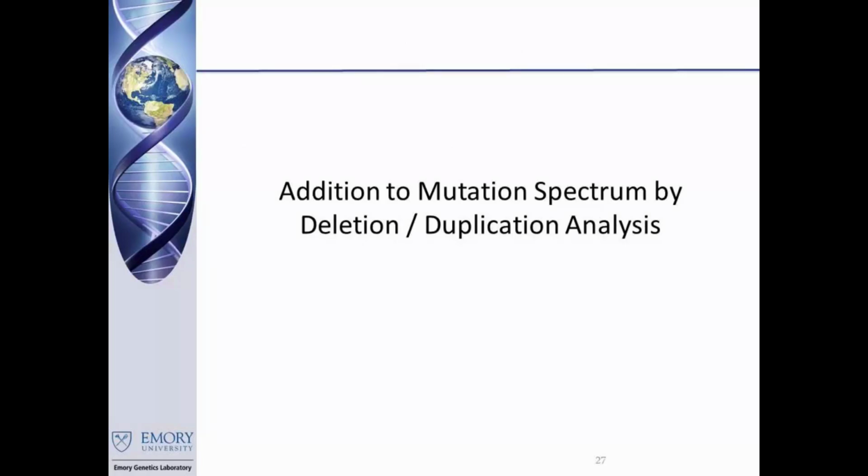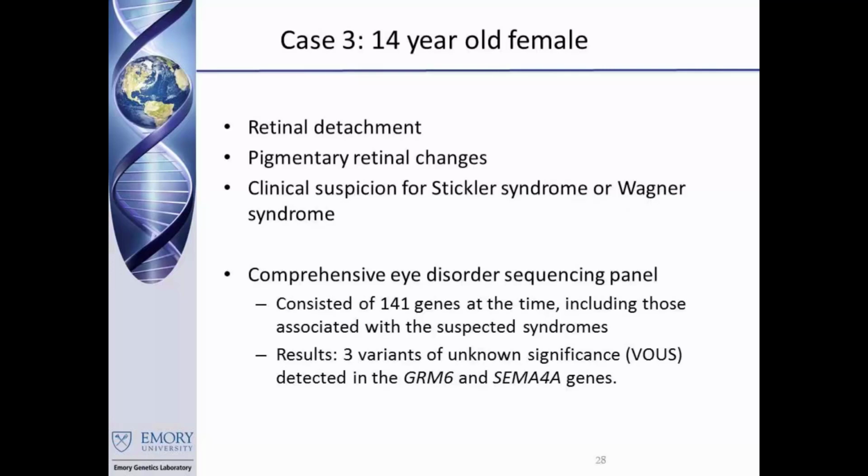And this highlights the point on the slide where I was showing you that the mutation spectrum of many of these new genes is just not known. We are still exploring it as the genes are getting reported in the literature. So this is a case of a 14-year-old female who had retinal detachment, pigmentary retinal changes, and a clinical suspicion of a Stickler syndrome or Wagner syndrome.